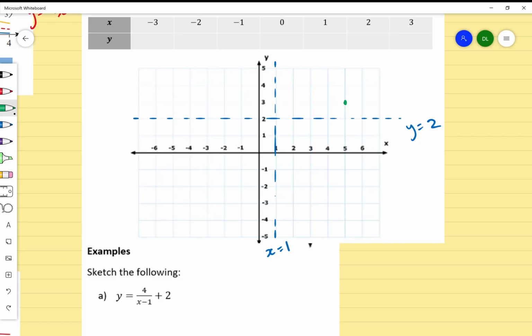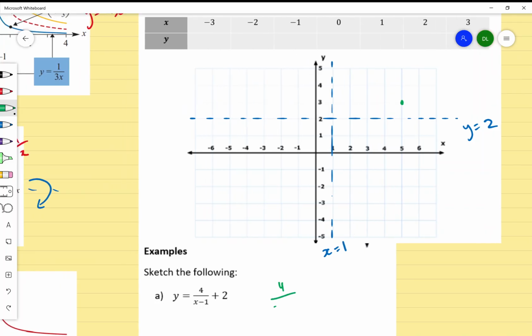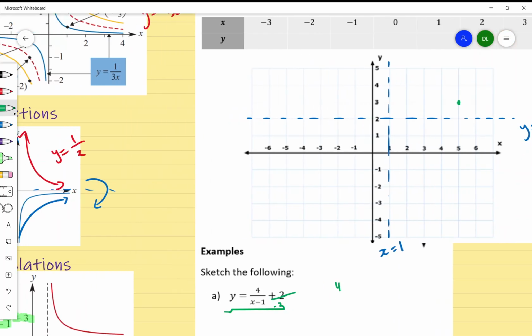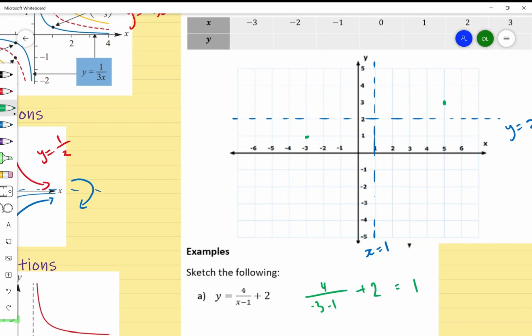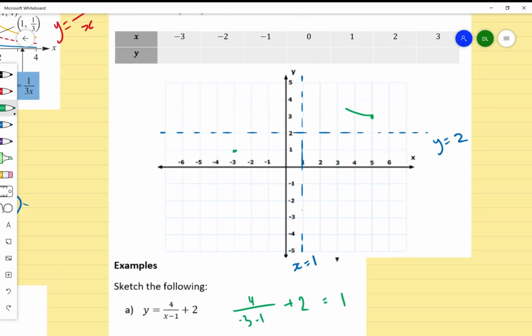I'm going to do the same thing on the negative end. Let's say I put x equals -3. That way I get 4 over -3 minus 1, which is 4 over -4. If I'm going to write that out, I'll write it like this: 4 over -3 minus 1, and then we have the +2, which gives us a value of +1, so we have that there. Based off that, I'm going to fill in the gaps, and we end up with a function that looks like this.